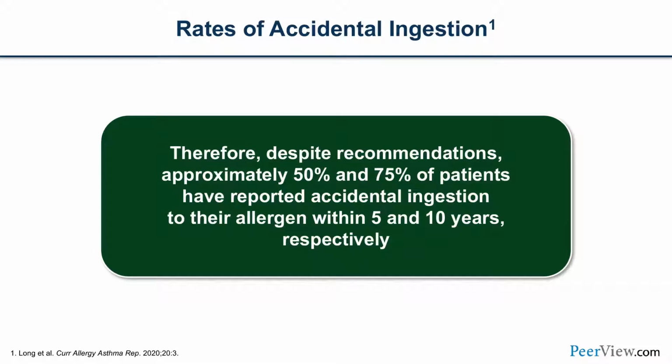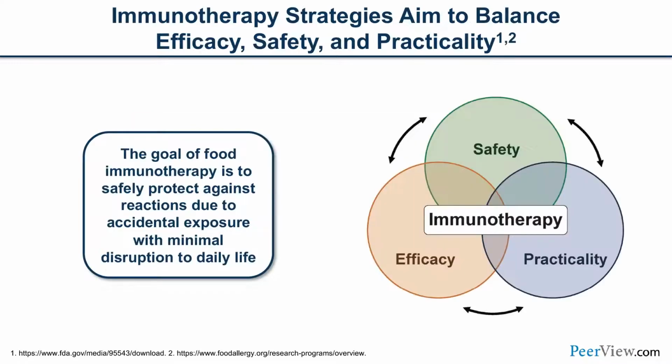And the numbers about this are really striking. Even when a family has gotten excellent standard of care education, approximately 50% and 75% of patients have reported accidental ingestion of their allergen within their past 5 and 10 years, respectively. So thinking about therapies, there has been a huge amount of progress over the last 15 to 20 years. That progress is thankfully accelerating now as there's been really an increasing interest in treatment approaches for food allergy.